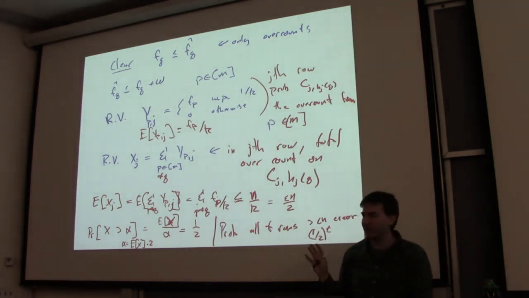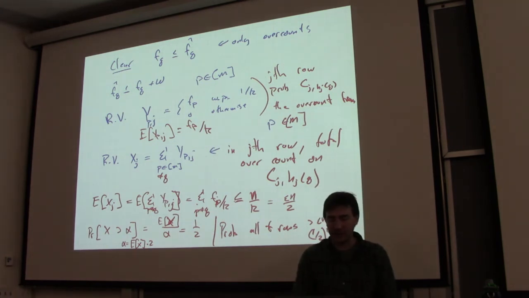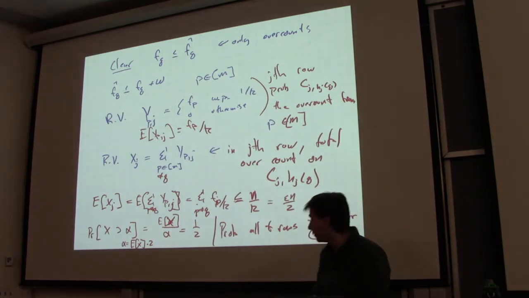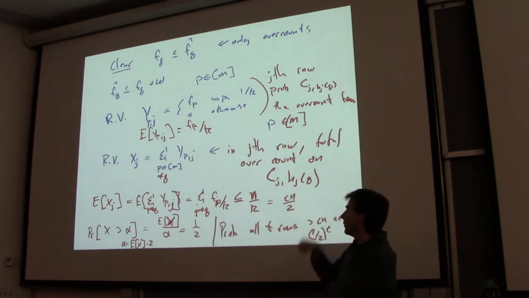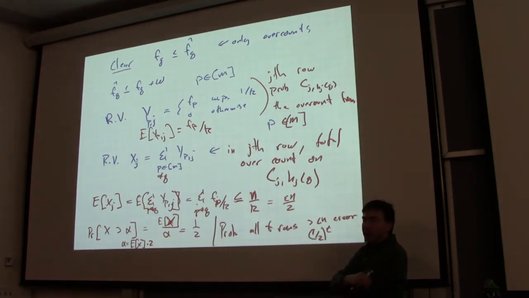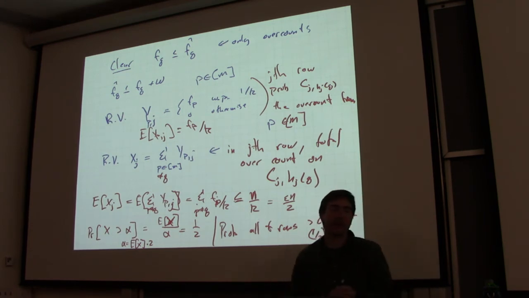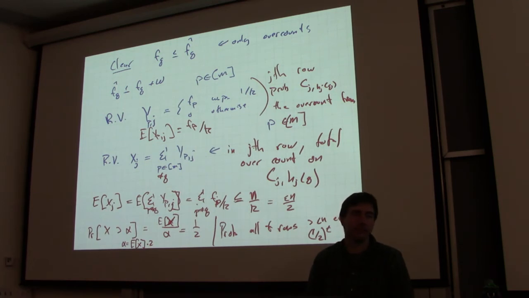Okay, so maybe it was a little bit fast. It's written out in detail in the notes, probably in a little bit better handwriting. But that's the whole analysis. So each row is an independent estimate. Each gives, on average, a good bound, so I can combine them together and I get high probability I'm going to have a good error.